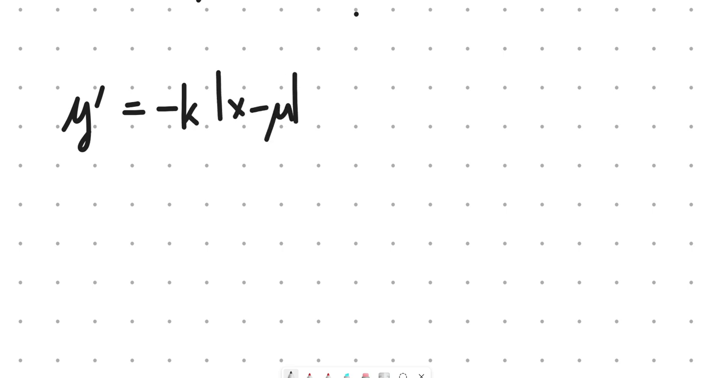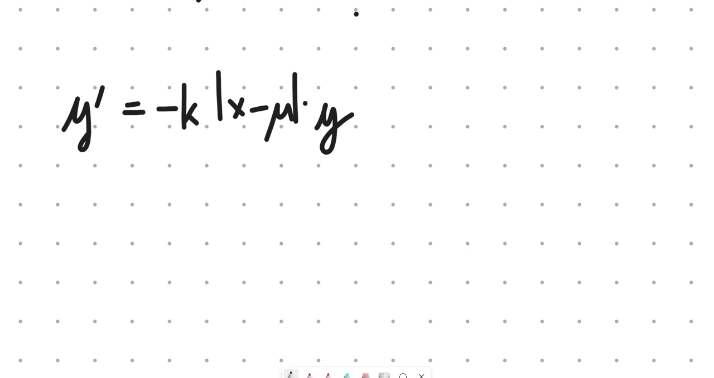Now, since we have all the information, we can rewrite the differential equation: the rate of change is a constant times the distance between them. I'm sorry, I forgot the absolute value: x minus mu, times the original function.